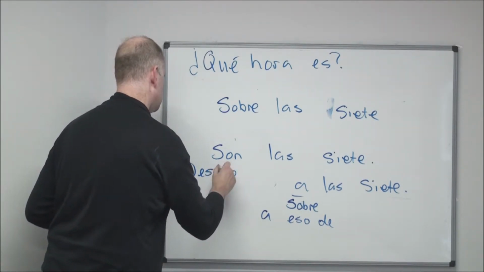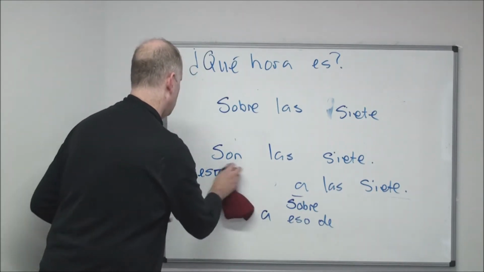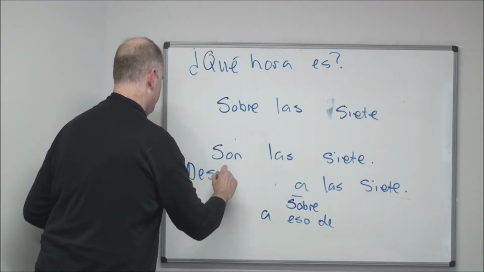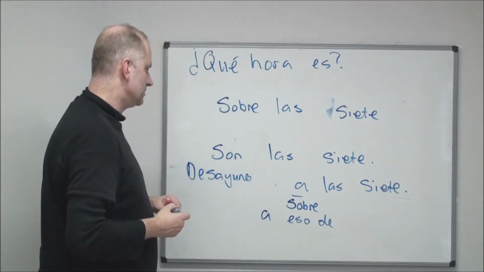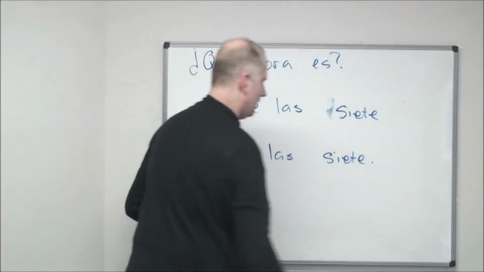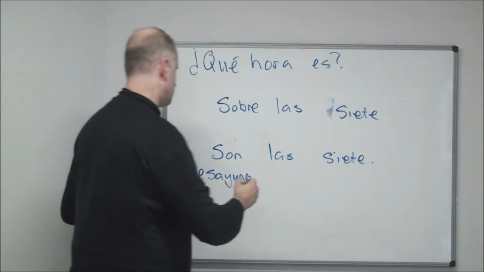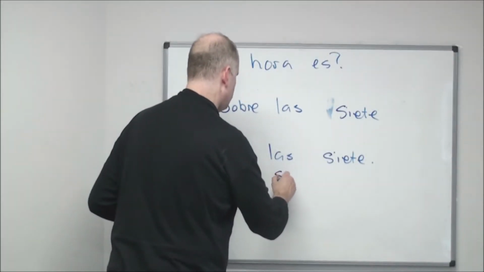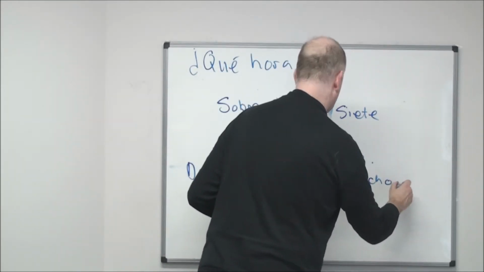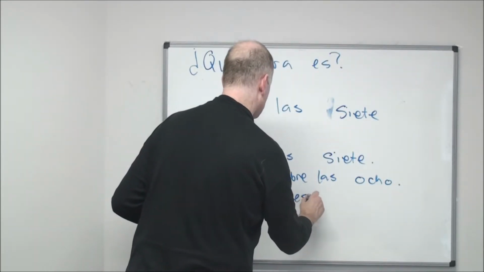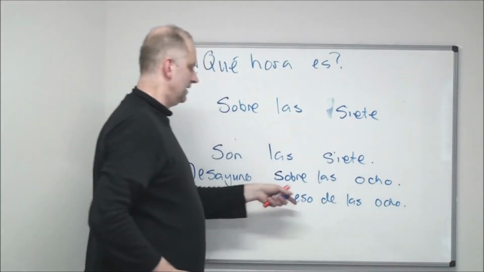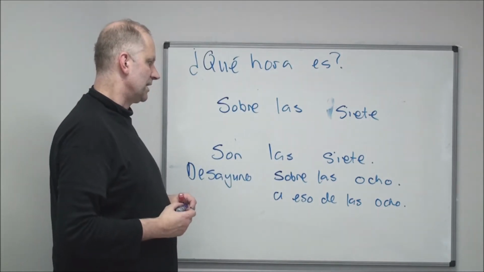Or if I say something else, I could say desayuno, I have breakfast. Let's say I have breakfast at about 8. So desayuno, I could say sobre las 8 or a eso de las 8. I don't think I've ever said a eso de. I usually use sobre las 8.